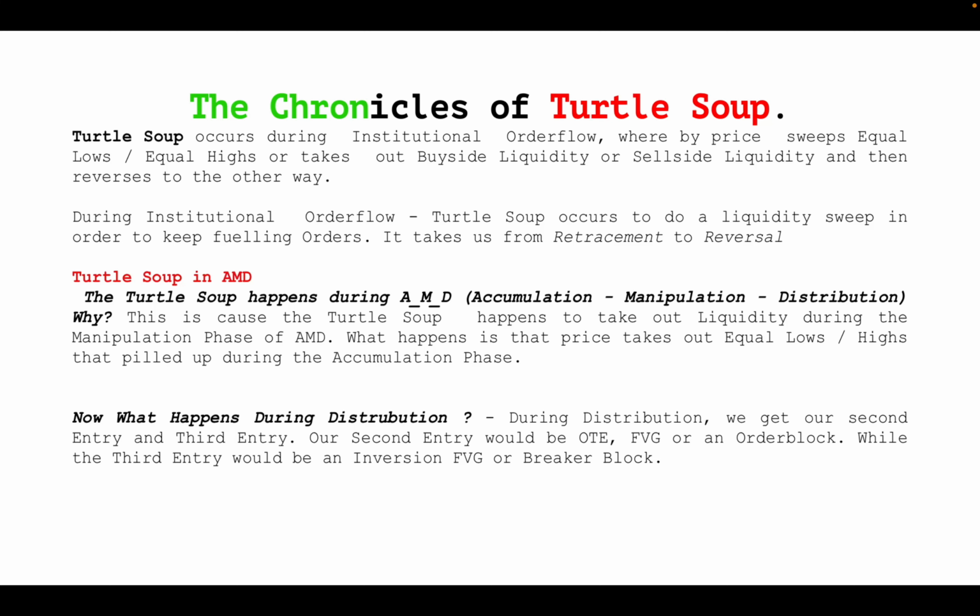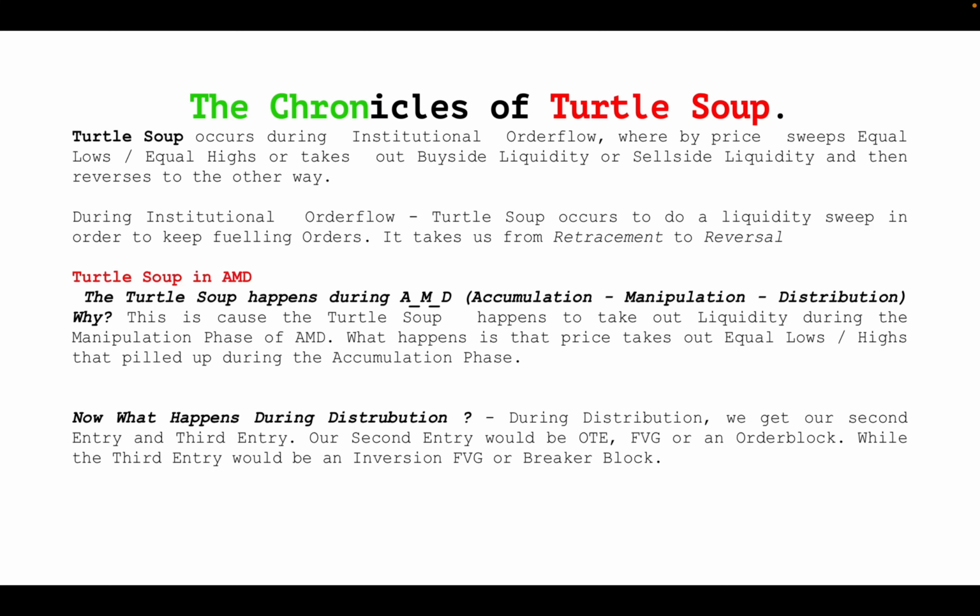Turtle soup occurs during institutional order flow where price sweeps equal lows / equal highs or takes out buy side liquidity or sell side liquidity, then reverses to the other side. So basically, when smart money reversal happens, that's what we call a turtle soup. The movement below equal lows and the reversal back upward, that movement is what we call turtle soup.